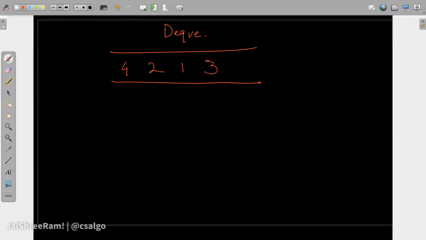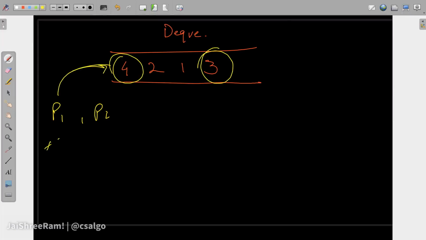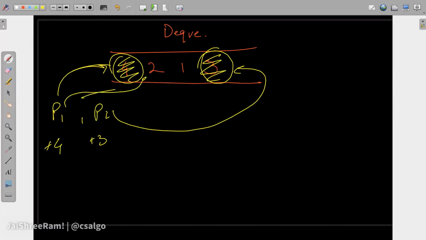So let's say you have some sort of DQ, and in that DQ there are elements, okay? And there are two players, player 1 and player 2, okay? Now both the players alternate their moves. Let's say player 1 is you and player 2 is me. So first you go ahead and you take one of the values from either the front or the end, okay? Let's say you take 4, so you get a +4 score, and this gets removed. Now it's my move, so I take 3, so I get a +3 and 3 gets removed.